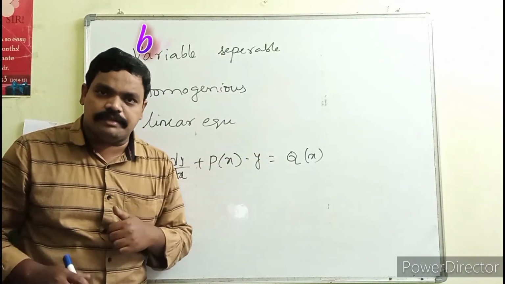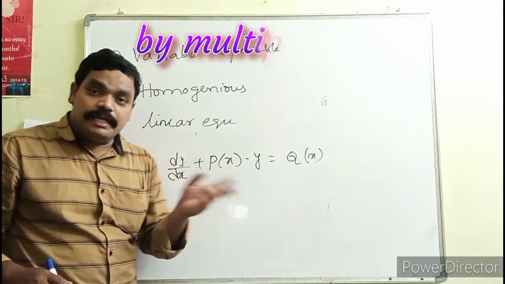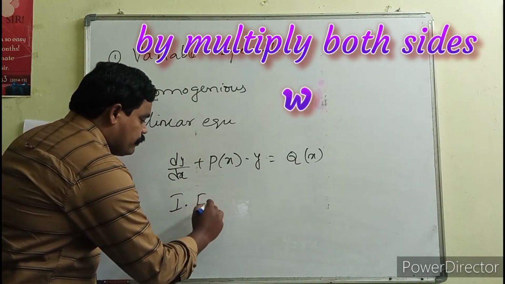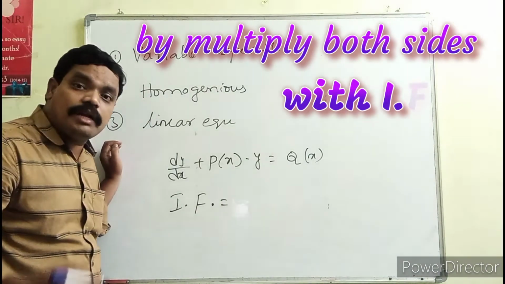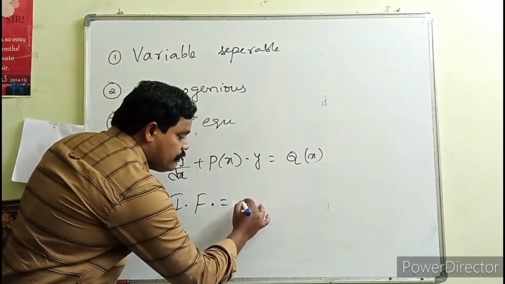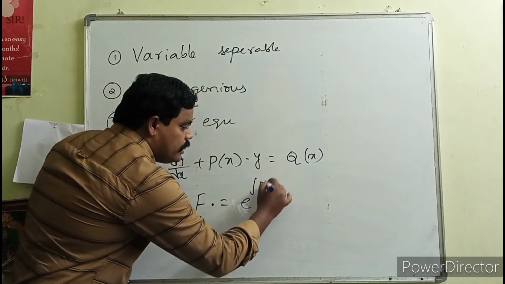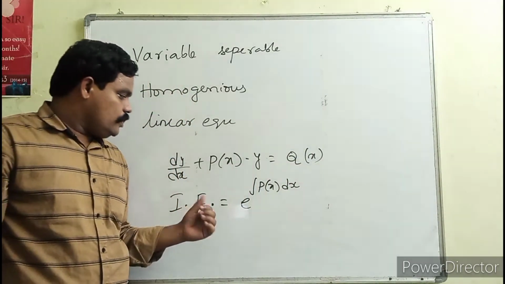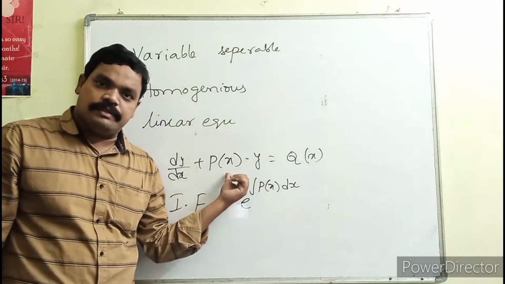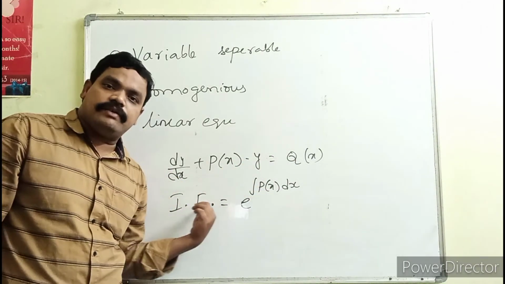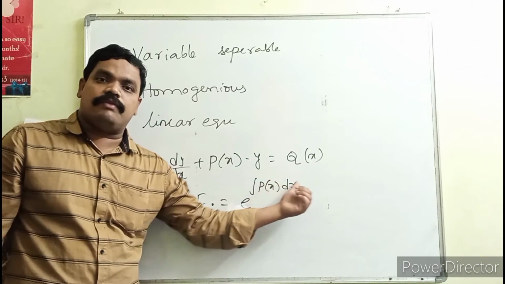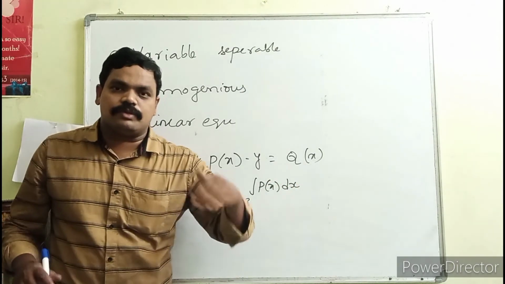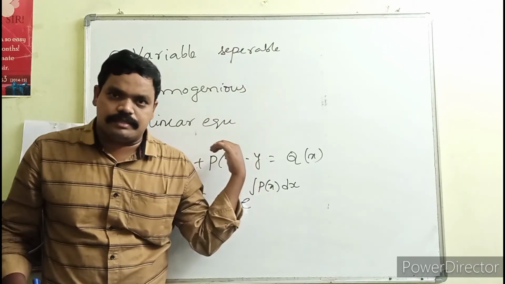How do we simplify this one? By multiplying both sides with the integrating factor, IF. What is the integrating factor? The value of the integrating factor is e power integral p of x dx. You multiply both sides with the integrating factor e power integral p of x dx. Okay, we will discuss these methods in the next class.